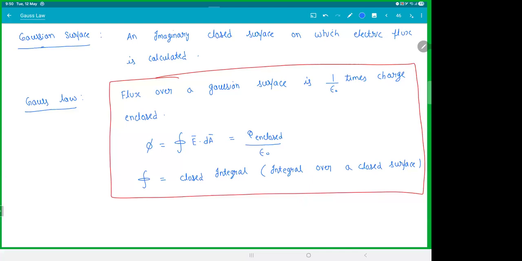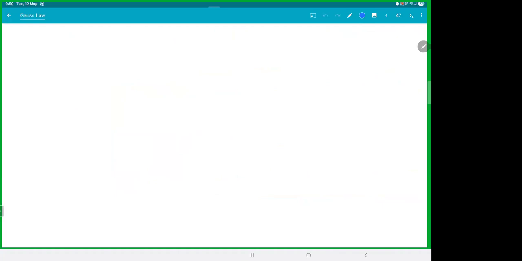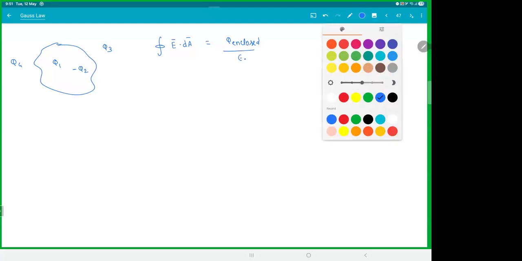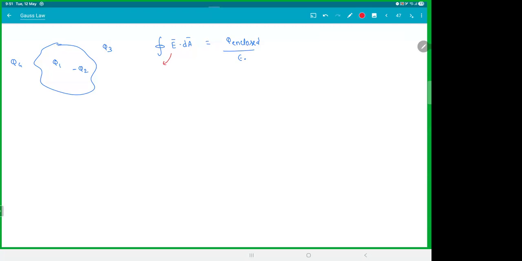All clear with this? Going ahead. So if you have some surface like this, this is Q1, this is minus Q2, this is Q3, and this is Q4. When you write the flux, the integral of E dot dA is equal to Q enclosed by epsilon. So this E is actually of whom? This is the electric field due to everyone. This is the electric field due to all charges, inside and outside.